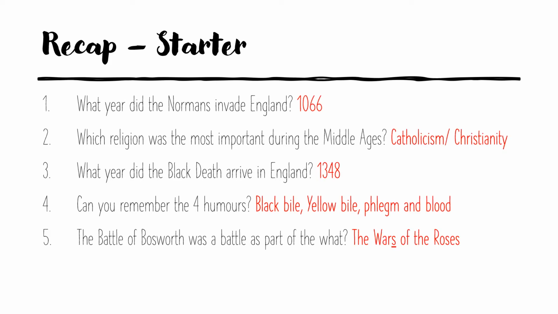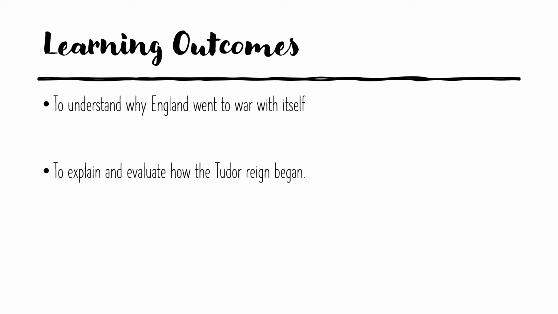Okay, let's see how you did. So the Normans invaded in 1066. The main religion was Catholicism, or I'd accept Christianity. The Black Death arrived in England in 1348. The 4 humours are black bile, yellow bile, phlegm and blood. And the Battle of Bosworth was a part of what? It's the Wars of the Roses. So see if you got 5 out of 5.